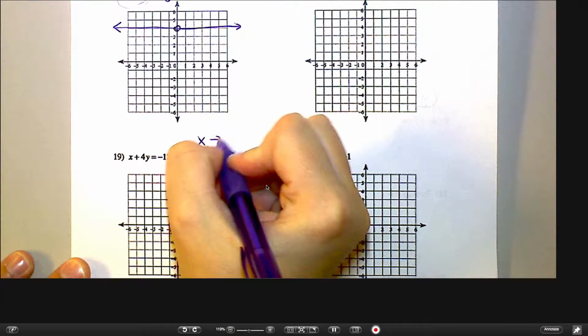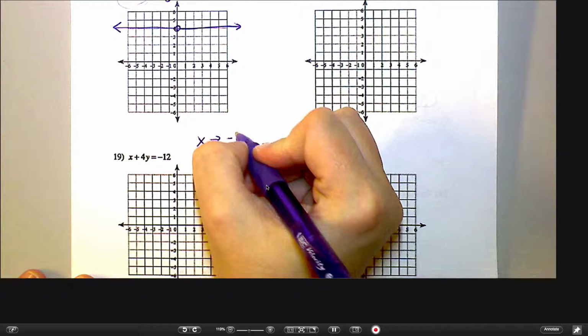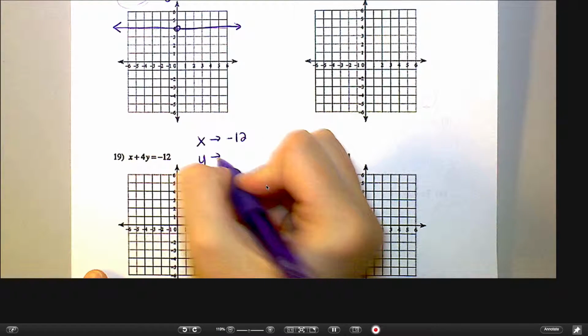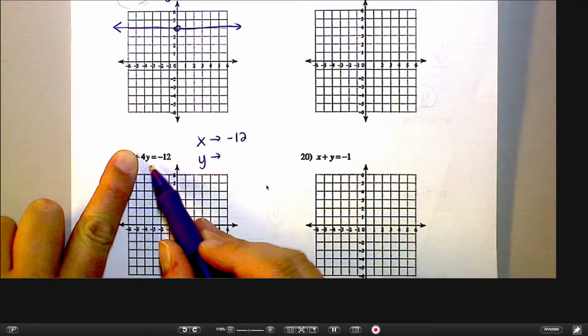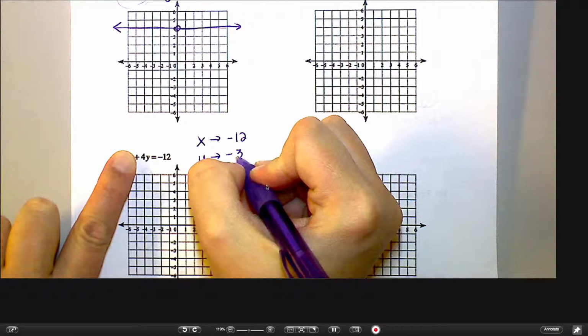Where's my x-intercept going to be? Oh, and I can see why this one's tough. This was mean of me. What's my x-intercept at? Negative 12, right? Because you put a 0 in for y. And then my y-intercept would be at negative 3 because my x is gone, so I would have 4y equals negative 12. So here's what I would do.